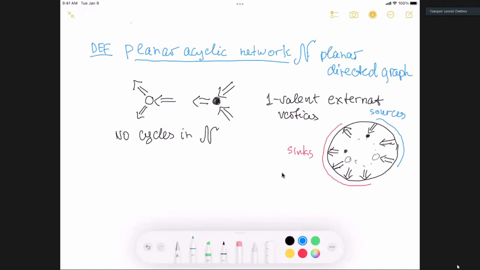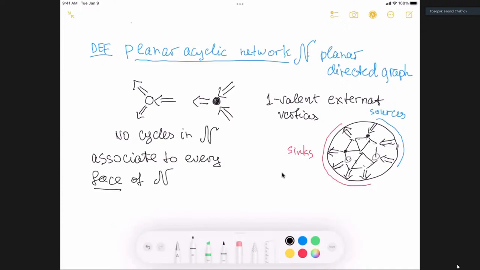What is important for me is also that because it's planar, we have a well-defined notion of faces inside here. Faces can be any. We now associate to every face of the graph a corresponding variable Z.